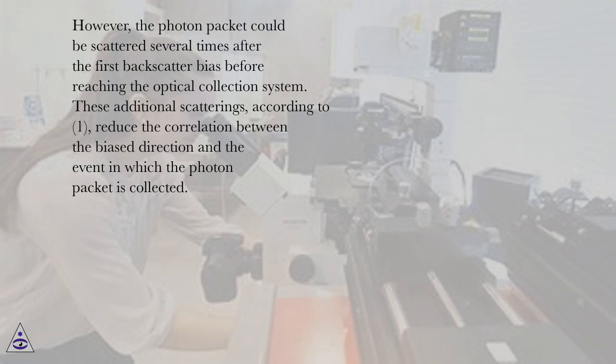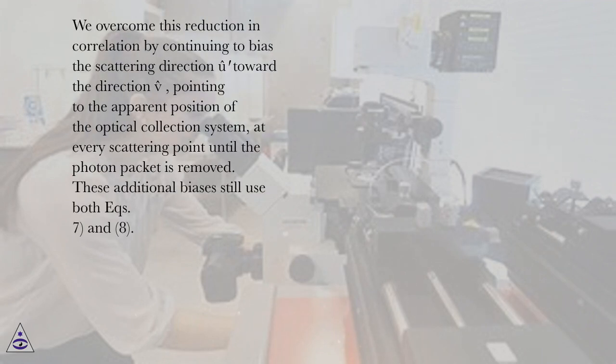reduce the correlation between the bias direction and the event in which the photon packet is collected. We overcome this reduction in correlation by continuing to bias the scattering direction U circumflex toward the direction V, pointing to the apparent position of the optical collection system, at every scattering point until the photon packet is removed. These additional biases still use both EECS 7 and 8.